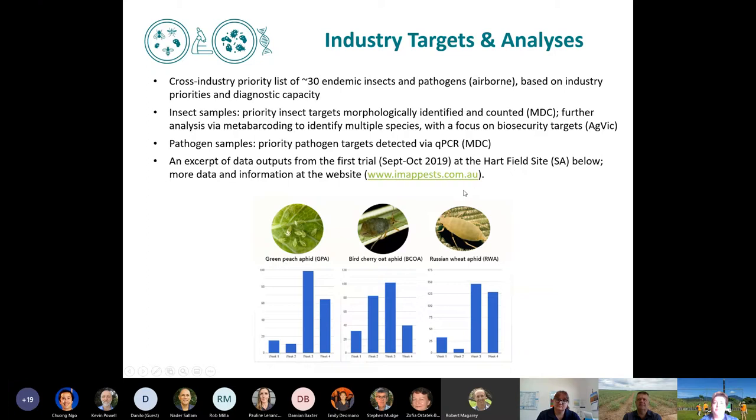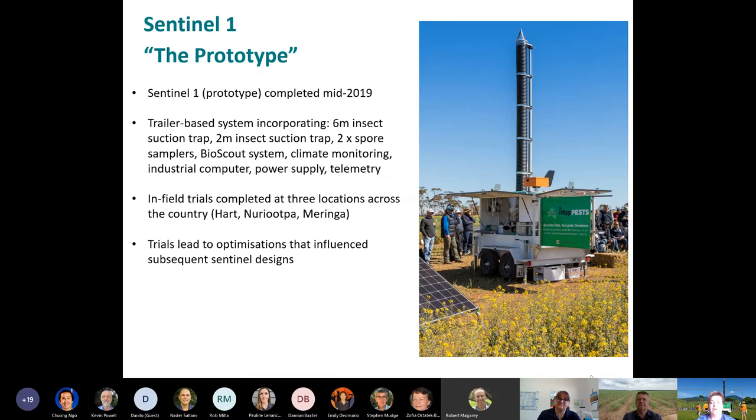We have a little way to go on diversifying. So far we've been stuck in South Australia, but we soon will be presenting some of our outcomes from Moringa. So I'll just, I don't want to go to the iMap Pest website. So I'll just go into some of these Sentinel units now.